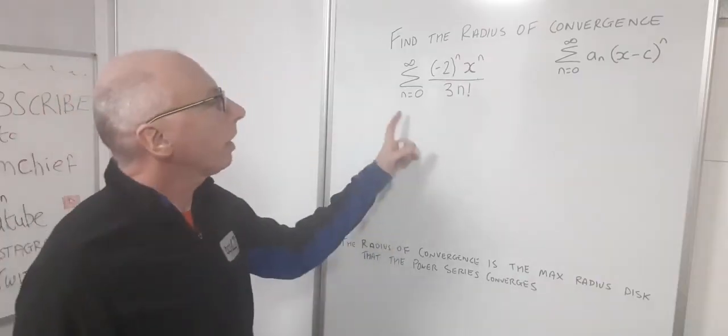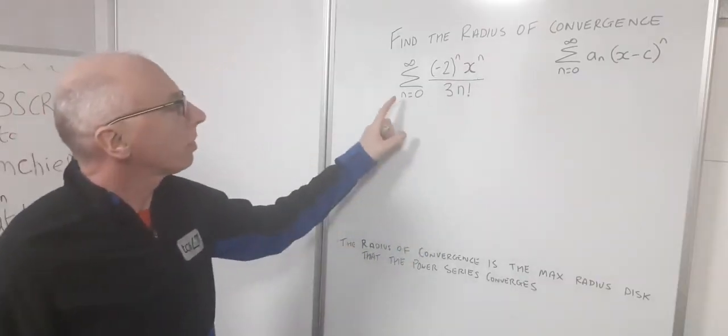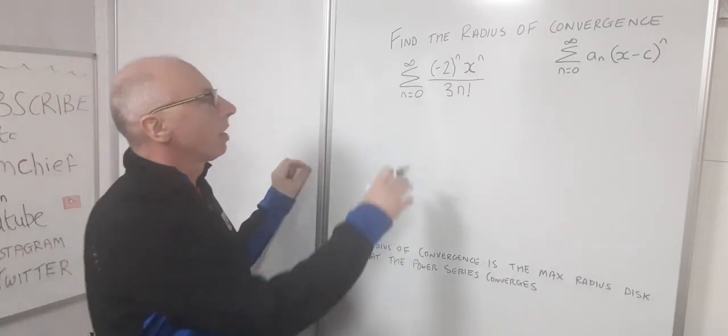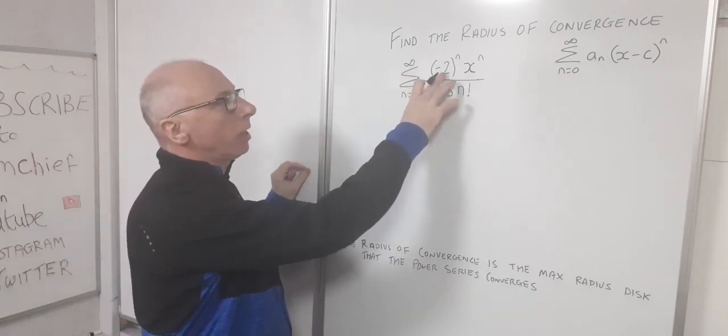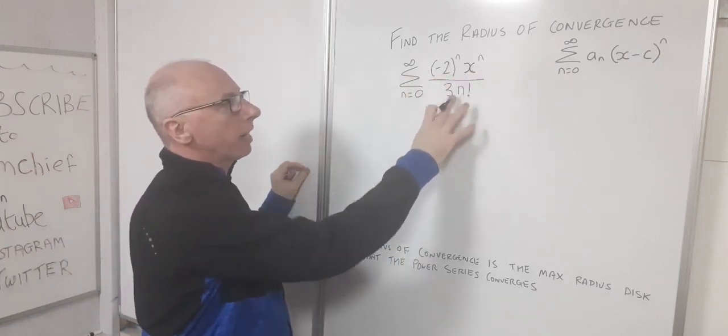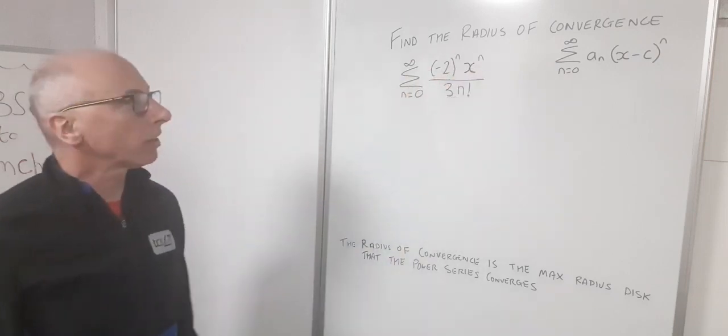So we've got a question here. We want to find the radius of convergence of this power series here. So it's summed up from n equals 0 to infinity, and we've got minus 2 to the n times x to the n divided by 3n factorial.